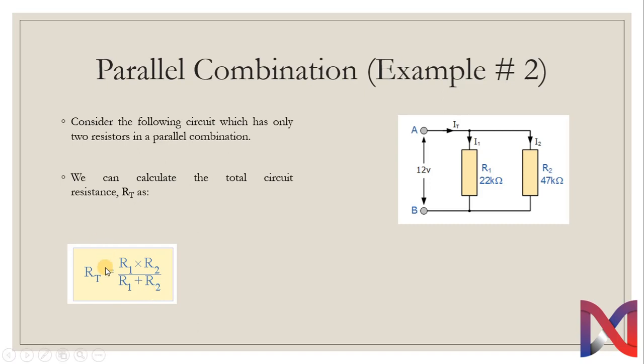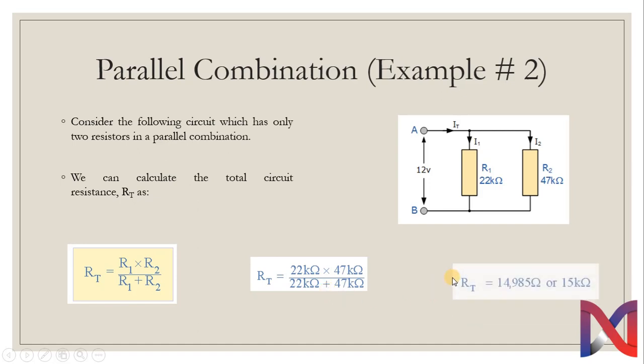1 divided by RT is equal to 1 divided by R1 plus 1 divided by R2. When we simplify it, we get RT is equal to R1 multiplied by R2 divided by R1 plus R2. After simplifying the values of the resistors, we get our RT equal to 14,985 ohms. After rounding it off into kilo ohms, we get our answer to be 15 kilo ohms.